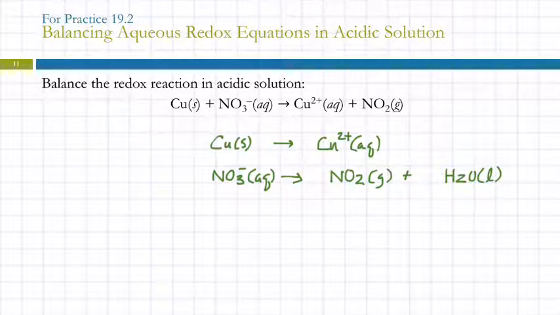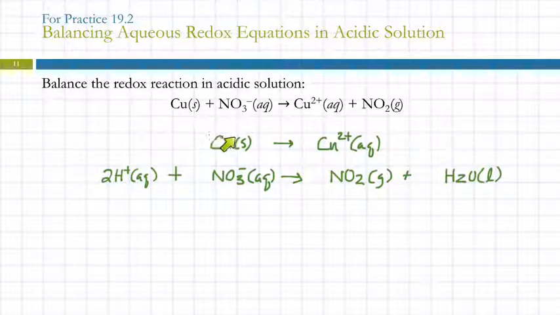Now I have to balance the hydrogens by adding hydrogen ions. So I threw 2 hydrogens into here, so I'm going to balance that by putting 2 hydrogen ions on the other side. It's hydrogen ions because that's the method. That's the only reason. Okay, so we've got mass balance. Now we need to charge balance.